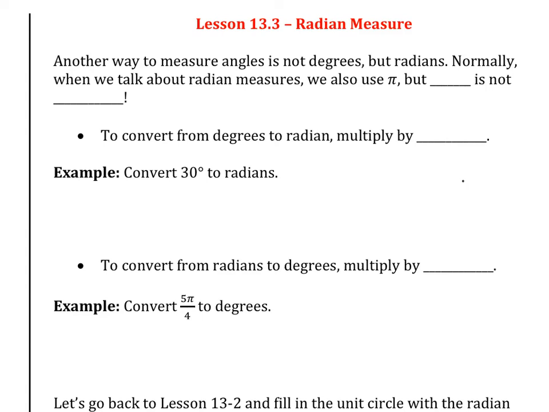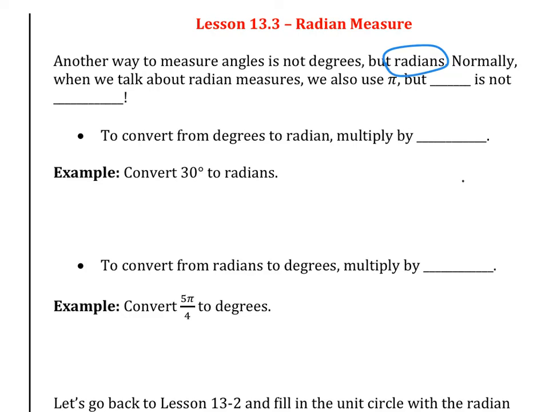So in lesson 13.2, you learned about the unit circle where everything is learned in degrees, and I talked about how we can use the unit circle to find the sine and cosine of an angle. Well, you're usually used to seeing angles in degrees, but actually angles are not only in degrees. There is another measure called radian.